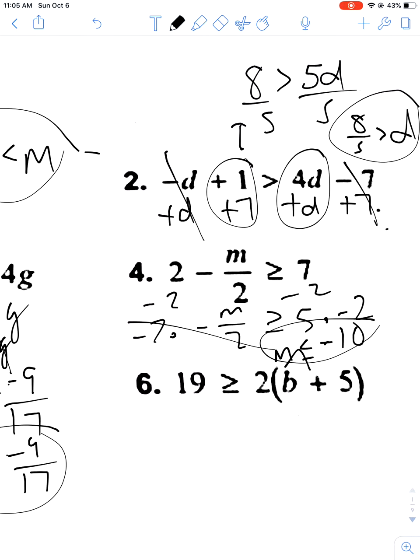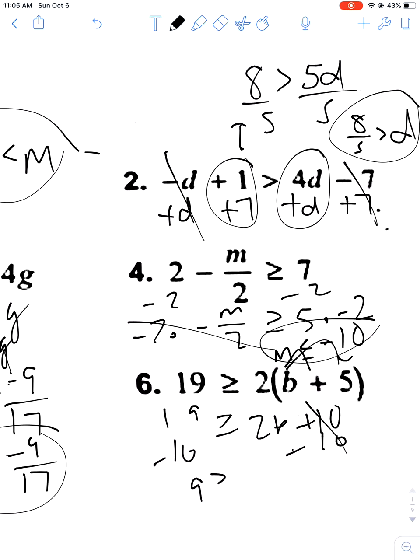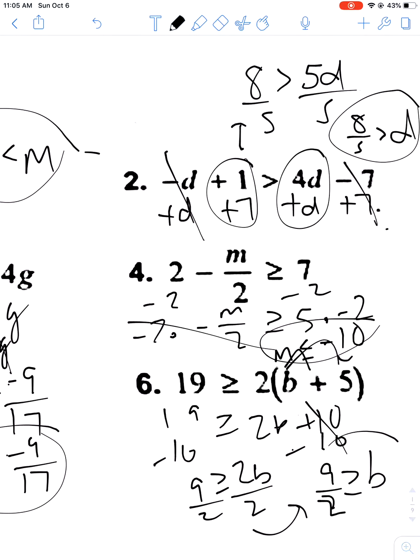Distribute 2b, 10. Subtract 10. Combine your constants. 9 is greater than or equal to 2b. Divide by 2. We'll put the answer over here. 9 over 2 is greater than or equal to b. Okay, so again, not important necessarily for our lesson today, but important to remember how to solve these. DC SADMAP.